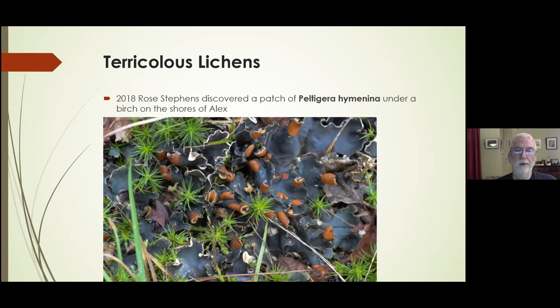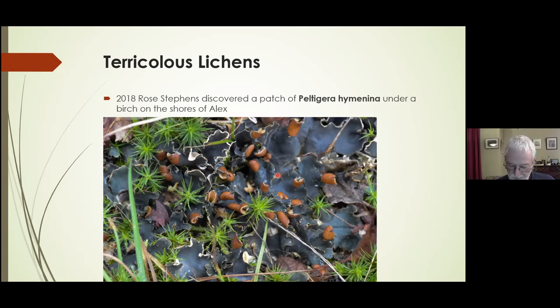And when I found this, I thought this is very interesting. So I wrote to the county recorder, or the recorder for London and Essex, John Skinner. And I said, we've got some Peltigera, and he agreed that it was Peltigera hymenina. And he said there was only one other patch of Peltigera that he knew in the London area. So I thought, gosh, that's interesting. And then, of course, in 2019, Alex became flooded, and this whole area was submerged. So I thought, well, that's the last of our Peltigera.